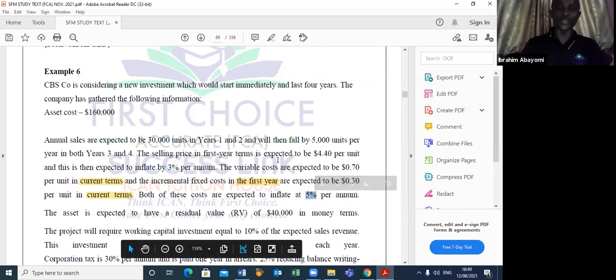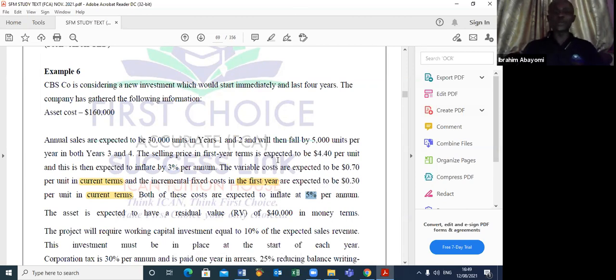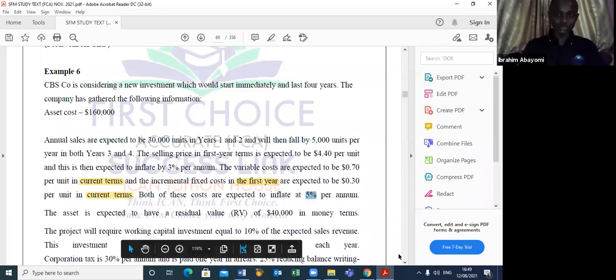So these are specific inflation rates. We made mention of two inflation rates, specific and general. And I made mention of the fact that the general inflation rate affects all variables, including cost of capital, but the specific affects individual cash flows, and it does not affect your cost of capital. So we are having specific inflation rates so far in this question.